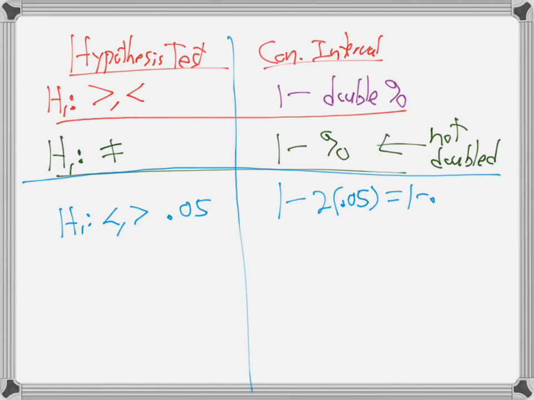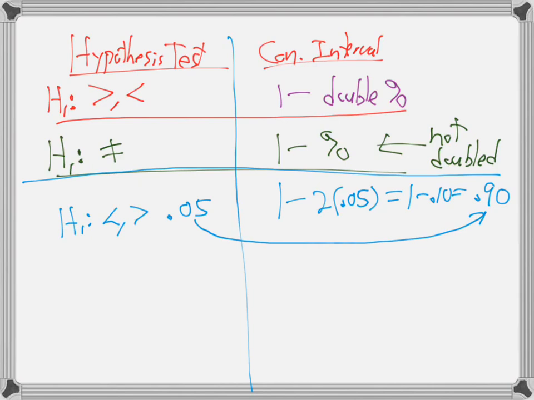Which would be 1 minus 0.10, which would be a 90% confidence interval. Are you tracking with me? A 5% hypothesis test would go with a 90% confidence interval. That would be the appropriate one. That's what they mean by do the appropriate one. It's the one that will give you the same answer.